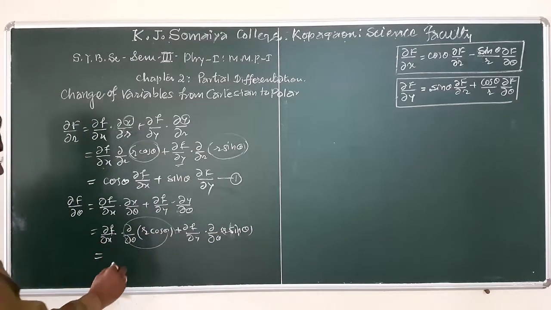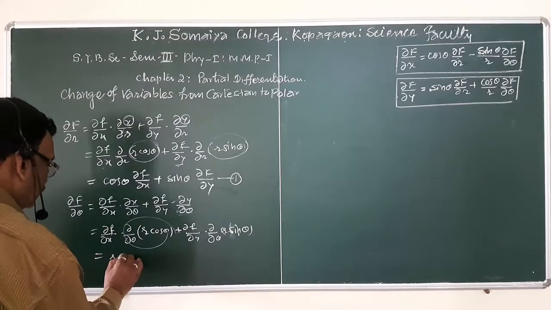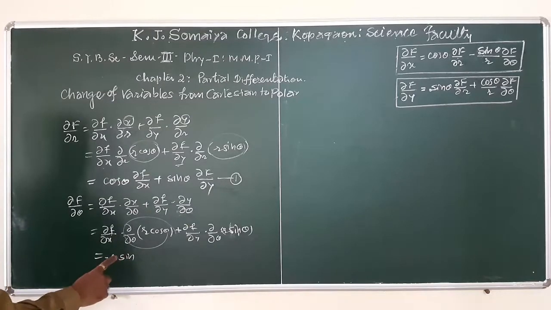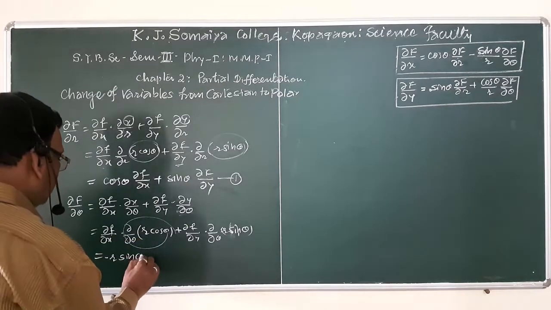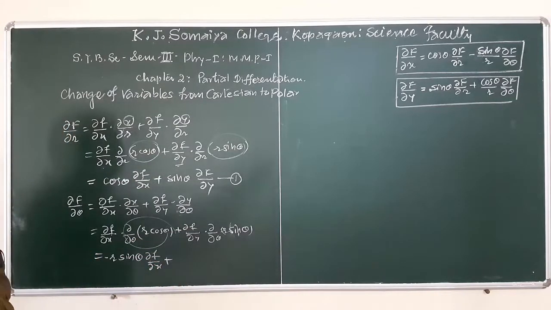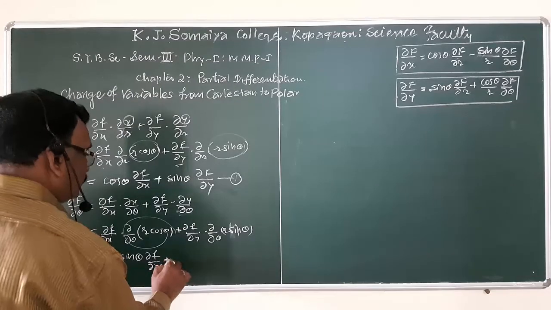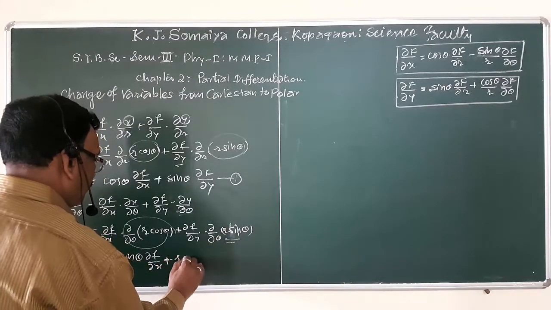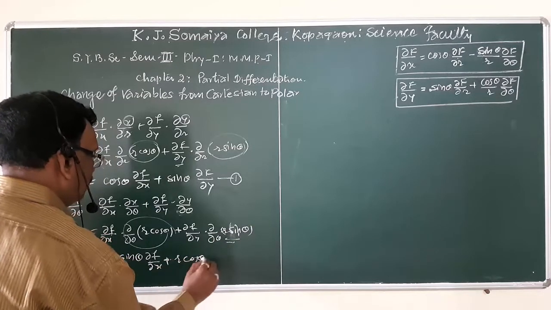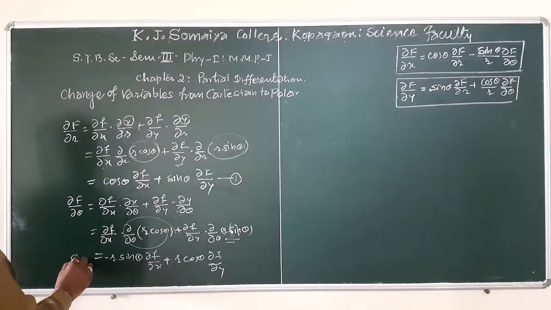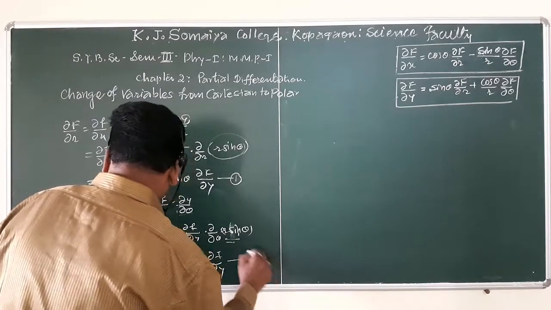Differentiation of the first term with respect to theta gives minus r sin theta, because the derivative of cos theta is minus sin theta, times delta f by delta x. Then the derivative of the next term is r cos theta times delta f by delta y. This is the value of delta f by delta theta. Suppose this is equation 2.